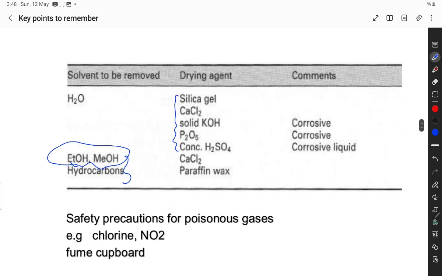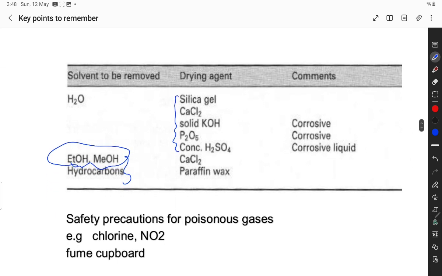Next is solvent to be removed: water, ethanol, methanol and hydrocarbon. If we want to remove solvent from any solution or any substance, we can use, for water: silica gel, calcium chloride, solid potassium hydroxide, phosphorus P2O5, concentrated phosphorus trioxide, concentrated sulfuric acid. So water is removed from these by using these drying agents.